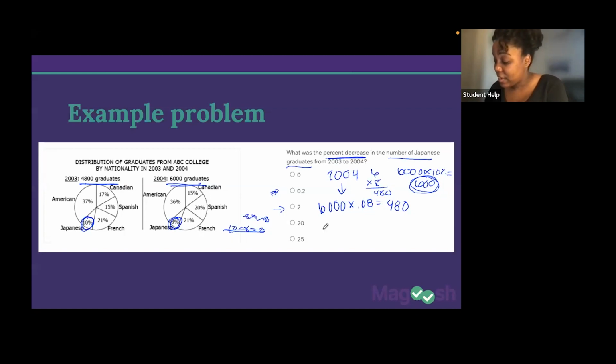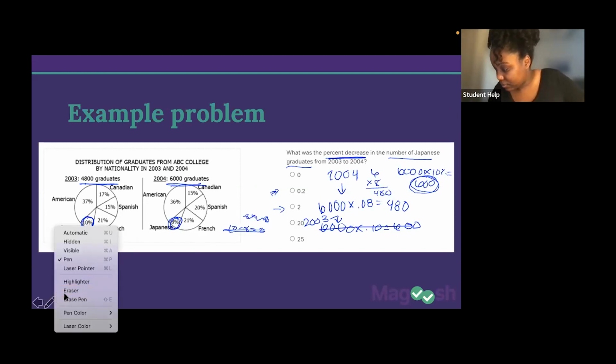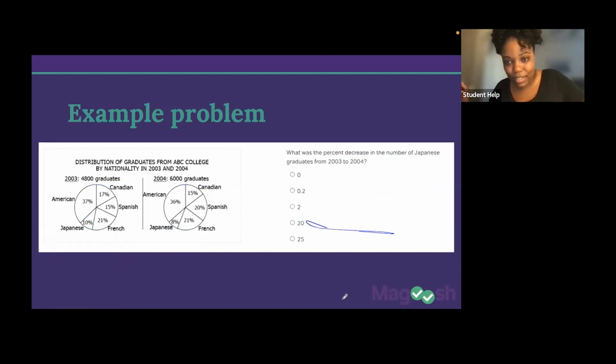Okay. And then you take how many were in 2003 here. 6,000 times 10%. Very easy, no math. That's, no, sorry. Ugh. Clearly, I need to go to bed. Let me try that again. Okay, there went all my math. Didn't mean to do that.